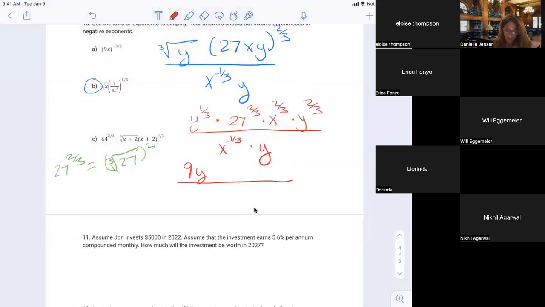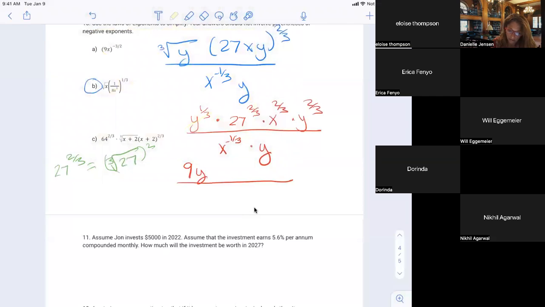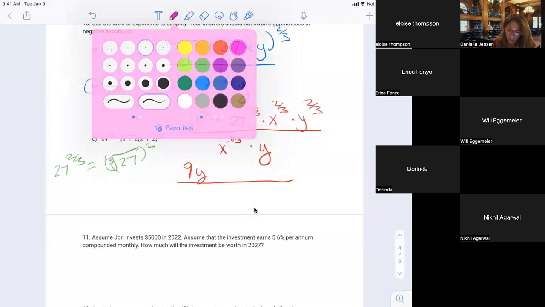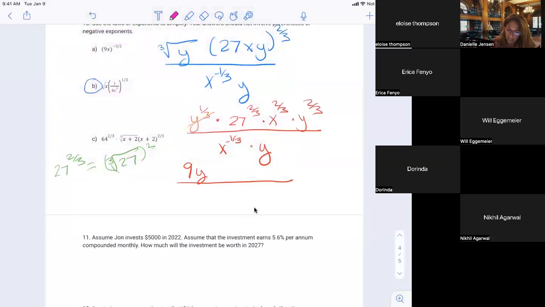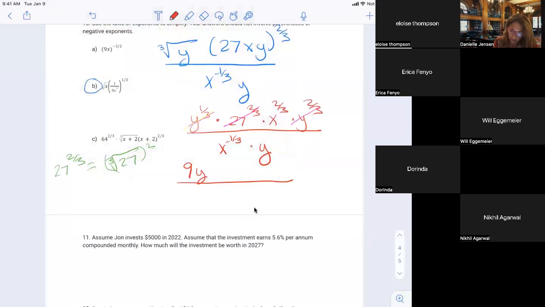Okay, so I've dealt with the y's, and I've dealt with 27 to the 2/3. So now I've got this x to the 2/3 still up top. And then I have x to the negative 1/3 in the denominator and a y in the denominator. So what next?